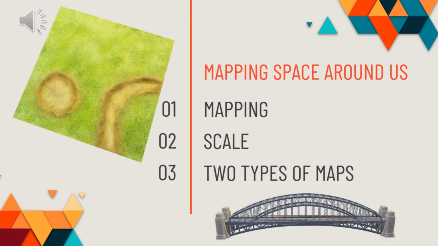Now we will be studying about maps. What are maps? Maps are an important source to show the location of a place in relation to another place or an object. So really, maps help us in locating certain things or certain objects which are distant from us. So let's see how.